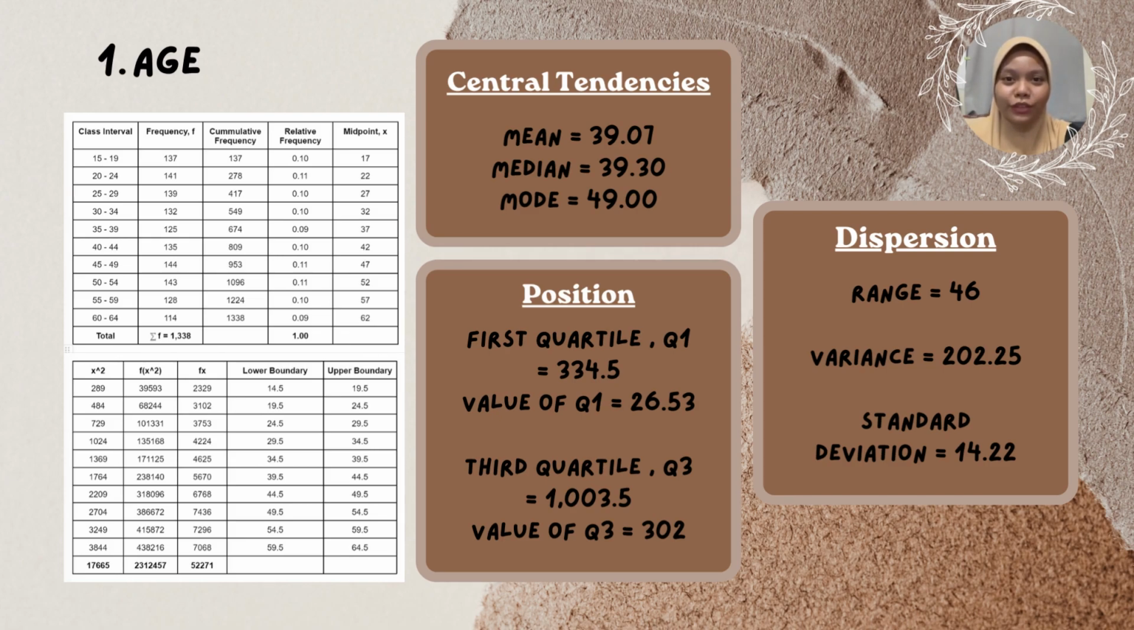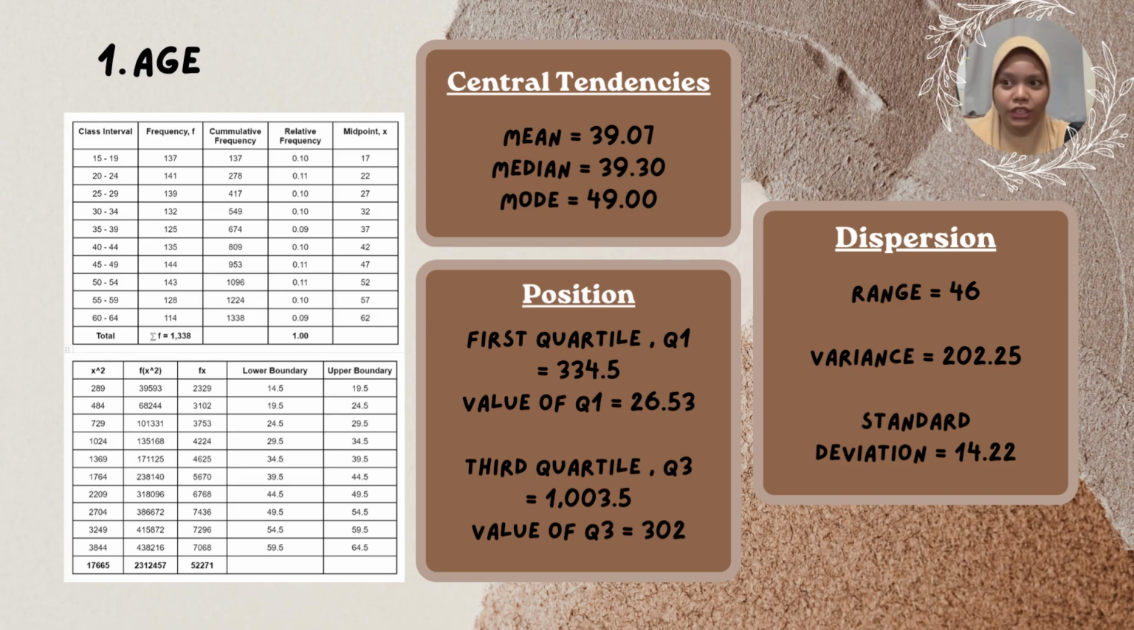Our first numerical variable is age. It has three categories of measure, which is central tendency, position, and dispersion. For central tendency, we have mean, median, and mode. For mean, the answer is 39.07, and the median is 39.3, and the mode is 49.